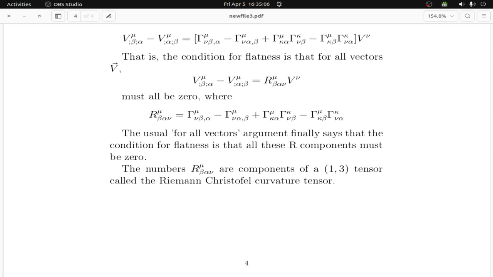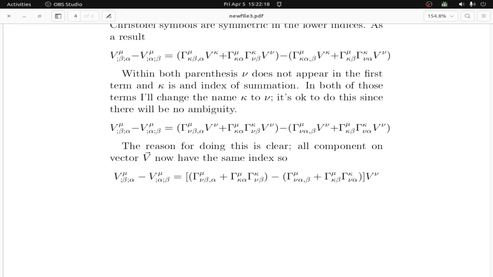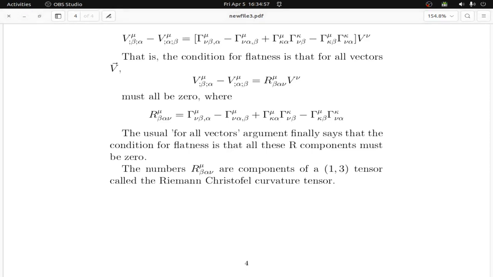The condition for flatness is that for all vectors, the difference of these two second-order covariant derivatives should be R^μ_βαν v^ν. These numbers must always be 0 no matter what the vector v is. The usual for-all-vectors argument will then tell me that the numbers R^μ_βαν must all be 0 themselves. These numbers are called the components of the Riemann-Christoffel curvature tensor and will figure prominently in what's to come.